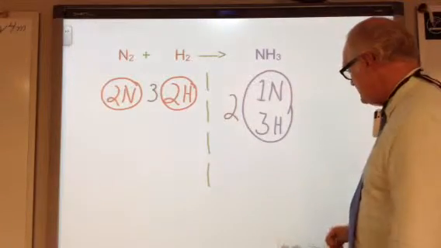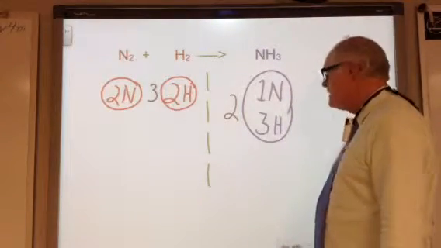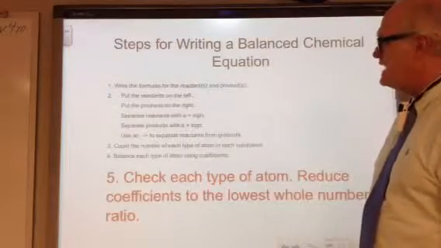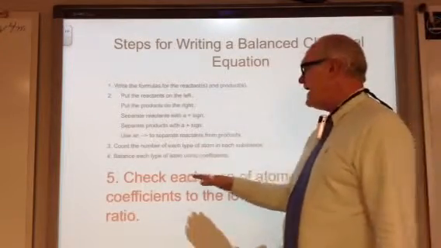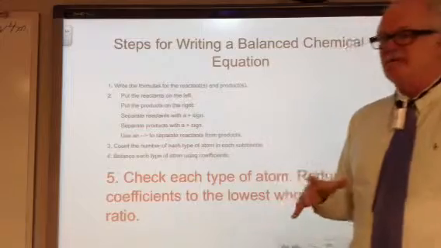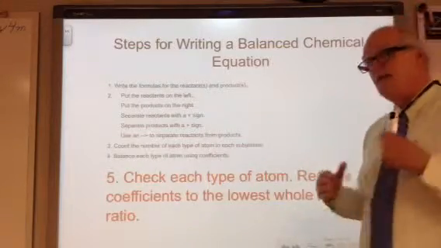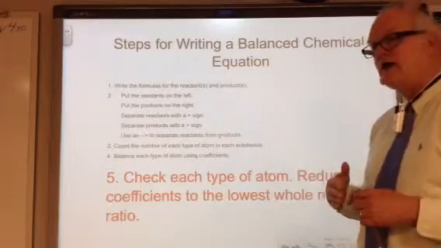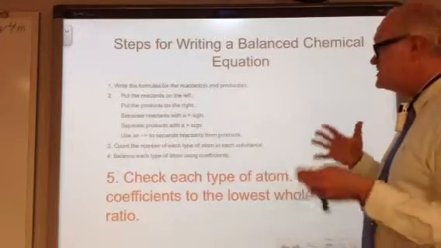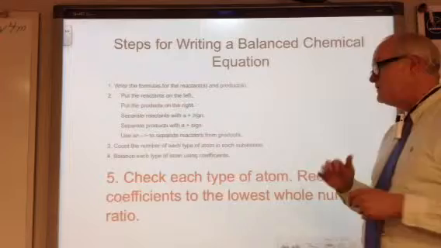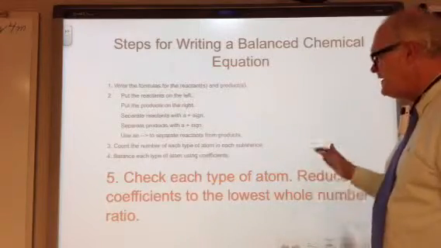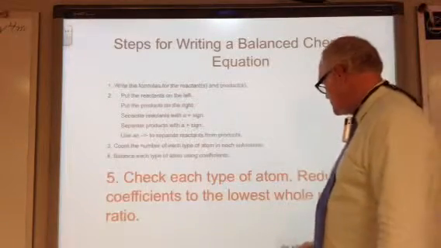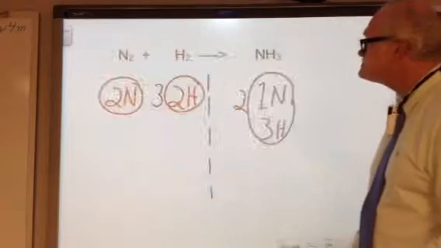We've looked at each atom now. We've balanced each atom. Let's see what our next step in our process is going to be. We're going to go back and we're going to check each type of atom. In this case, that's not a big deal, but sometimes as we're going through all the types of atoms in a chemical reaction, we change things that we had right previously. So we need to check. And then we're going to reduce our coefficients. Let's see how that works.